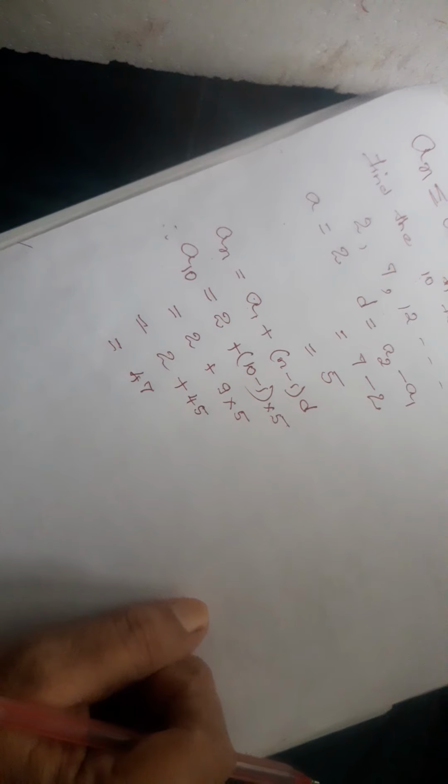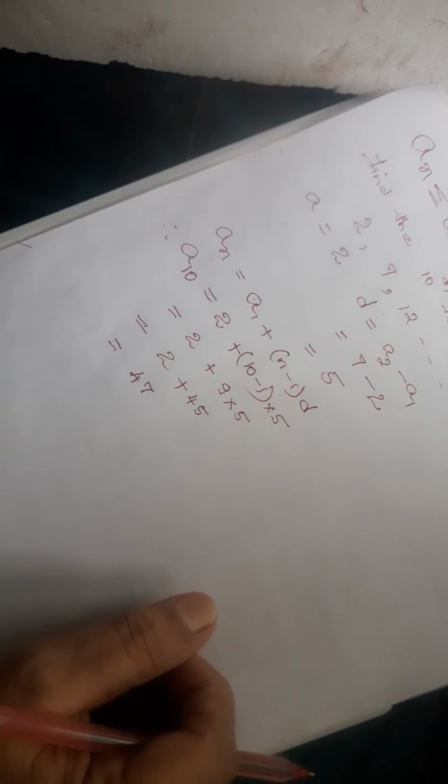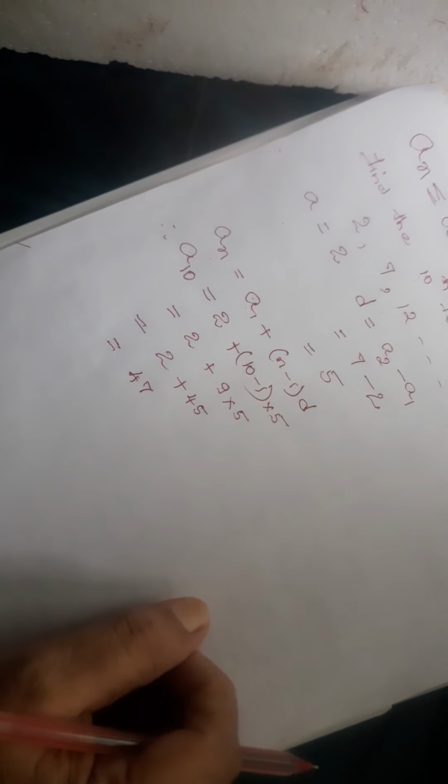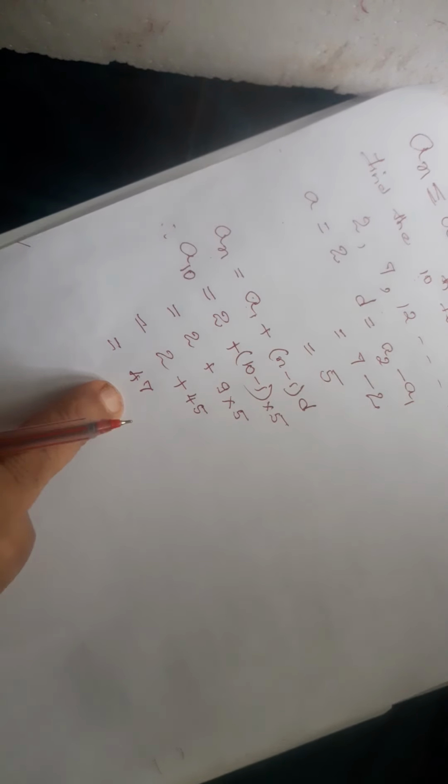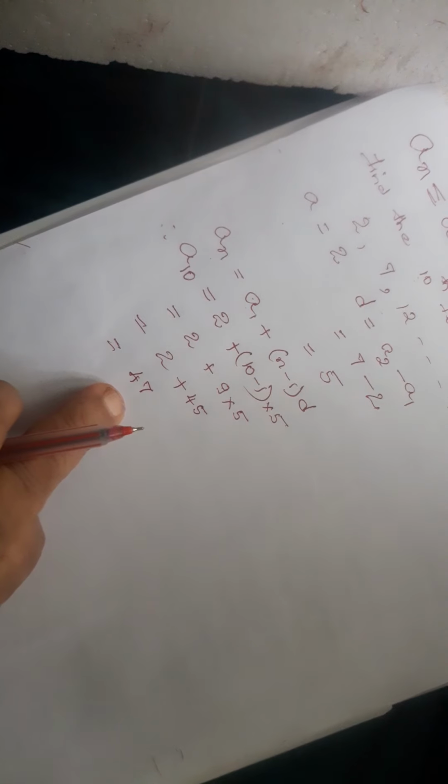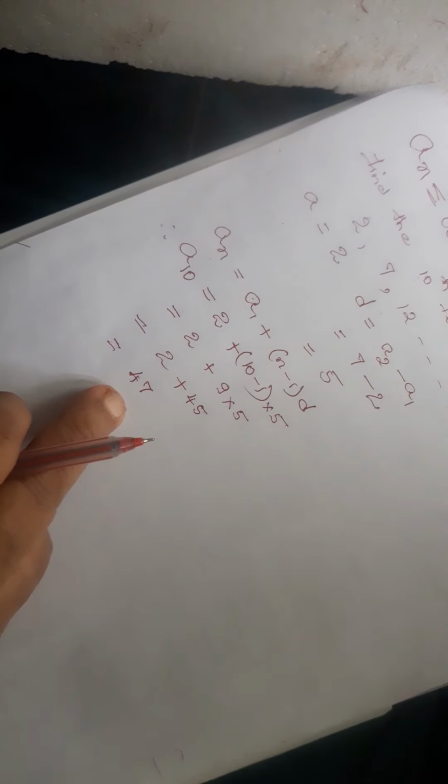So the number of the term is different, the value of the term is different. The number of the term is 10, but its value is 47. This point you should understand very clearly. The number of the term is the number of the term, but its value, what value you get, that is the value of an, the nth term's value. These two simple things you should understand very well, then only you will be able to do further sums.